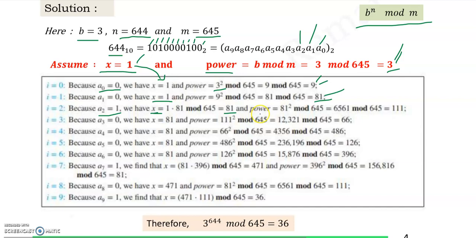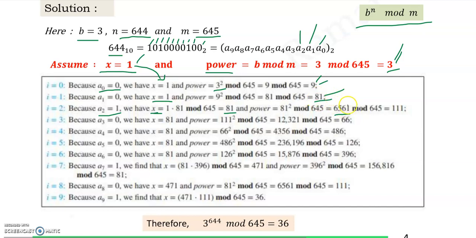Now we have to calculate the power, because each time you have to find the power. The power now is equal to the previous power square. So 81 multiply 81. Now apply the modulo 645. See here, 81 modulo 645, this is a smaller number than the modulo value, so I write that 81.